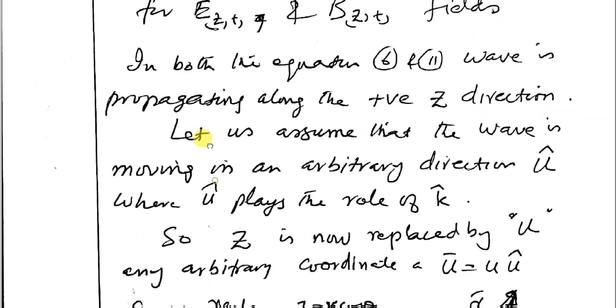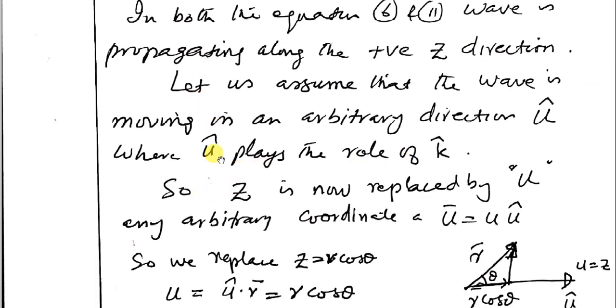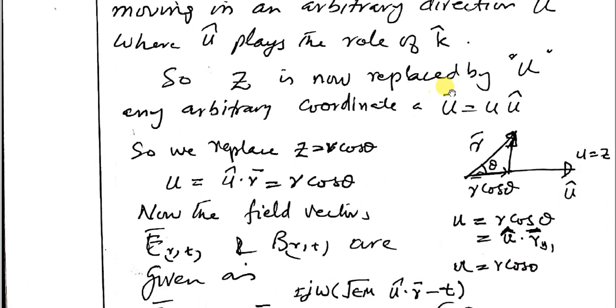So this was the specific dimension we were talking about, but the wave actually travels in all directions, in a spherical dimension. So now let's take the wave moving in an arbitrary direction u, with a unit vector, where the unit vector plays the same role as k. So z is now replaced by u, an arbitrary coordinate, where u is a vector with a magnitude, and the unit vector u gives the direction.